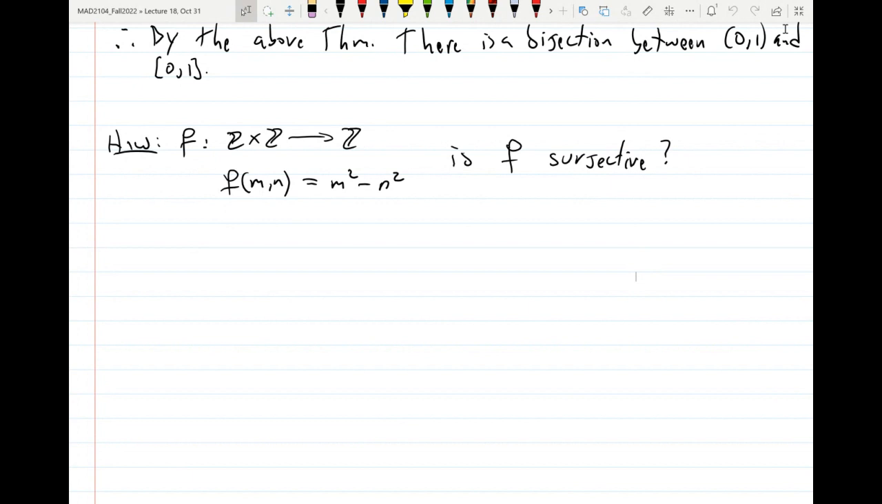For example, 5, you can write it as 9 minus 4. 9 is 3 squared, and 4 is 2 squared. Okay? So 5 can be written as a difference of two squares. So 5 satisfies that property. Now the question is, does every integer satisfy this property? That's what we want to answer.